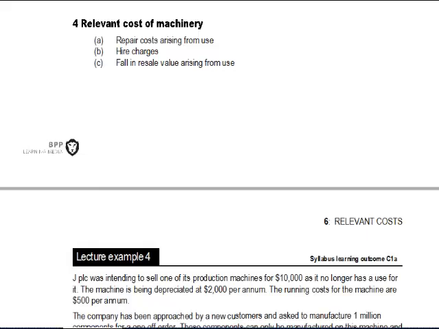Let's look next at the relevant cost of machinery. The relevant cost of machinery varies from situation to situation, and often you'll be given 2 different options and you need to pick the lowest. So it could be some repair costs that arise purely because you've used it in a particular project. It could be some hire charges from hiring machinery that you don't own. Or, and this is quite common in questions, a fall in resale value arising from the use of that particular piece of machinery. And this is demonstrated in lecture example 4.